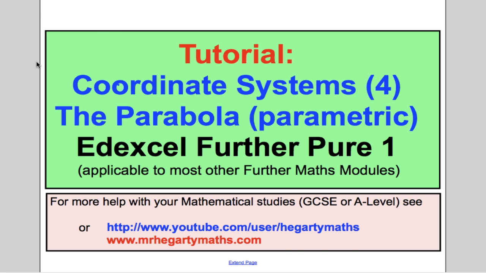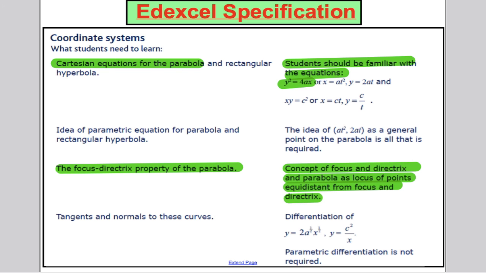Now, looking at the scheme of work, we did everything we needed on a parabola. The one thing I didn't mention was that you need the idea of a parametric equation for a parabola. The idea of (at², 2at) as a general point on the parabola is all that is required, and this is the formula up here. It's just a sort of a mention, really. There's no big deal about this idea, but it comes up in some questions, and I'll show you a question it came up in.